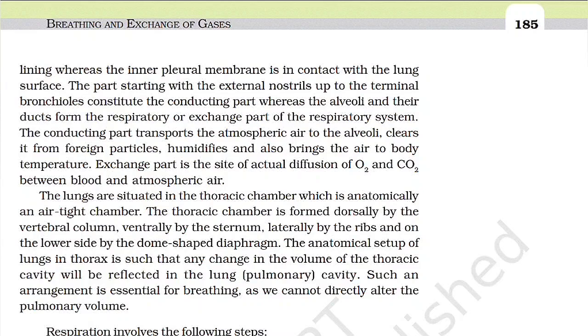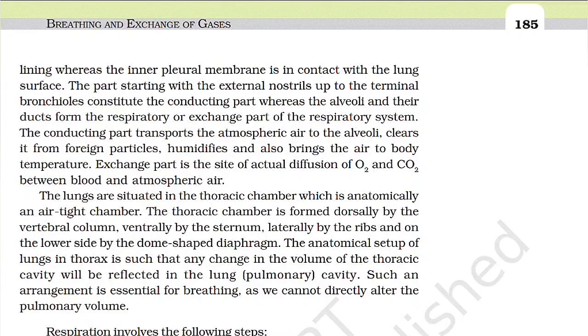The conducting part transports the atmospheric air to the alveoli, clears it from foreign particles, humidifies, and also brings the air to body temperature. Exchange part is the site of actual diffusion of oxygen and carbon dioxide between blood and atmospheric air.